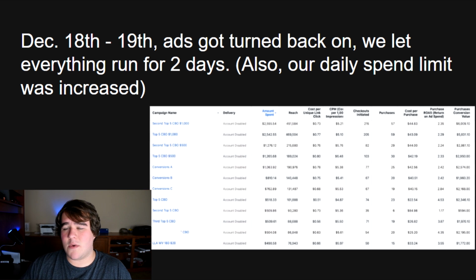Like I said, it wasn't that bad because the tracking was off by quite a bit, as I showed in the last case study. But here's a little screenshot to give you a good example of how it looked in the couple of days that we just let it run. So from here, I thought the best strategy would be to start retesting things, maybe do a CBO or maybe do lookalikes again, and try to get something to re-pop off.